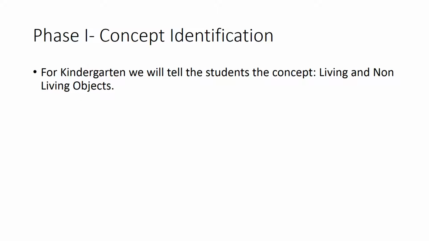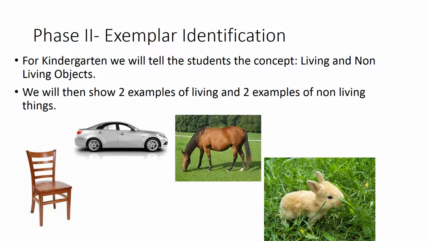In phase 1, the concept identification stage, I will let the kindergartners know what the concept we will be studying is, and that's living and non-living objects. In phase 2, we will be looking at different examples of living and non-living objects. The first 4 examples I chose were a chair, a car, a horse, and a rabbit.